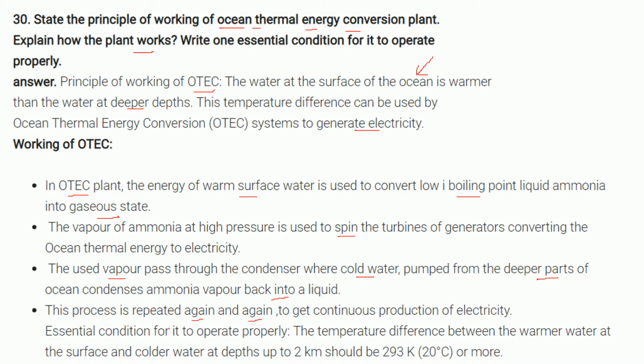This is the essential condition for it to operate properly. In OTEC, the temperature difference between the warmer water at the surface and the colder water at depths of 2 km should be 20 degrees centigrade or more. If it is less, it's not going to work.